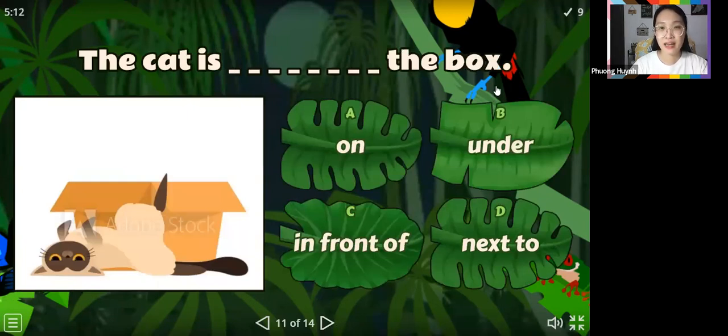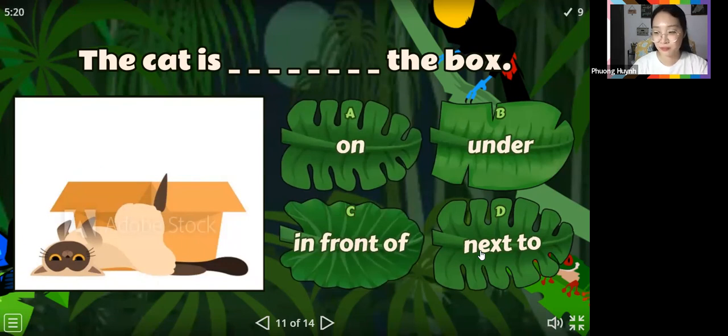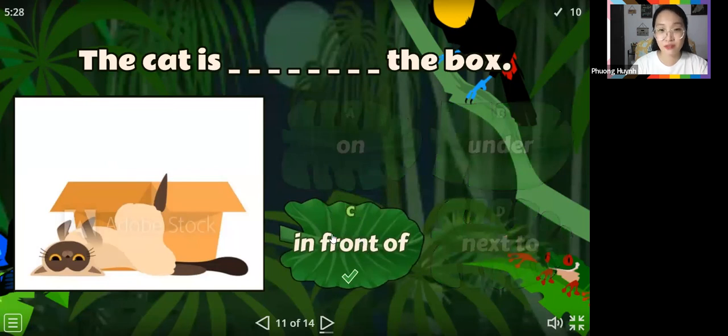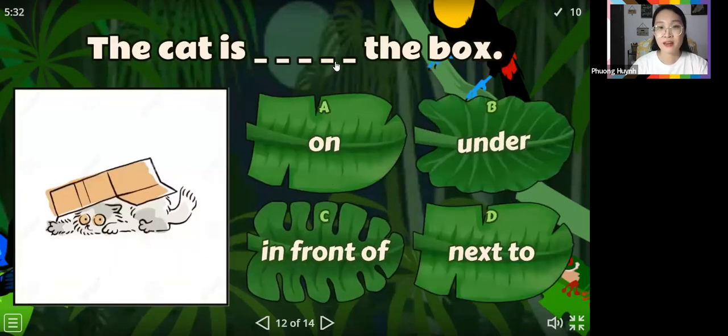So how about this photo? The cat in the box. This one is simple. So we have on, under, next to, or in front of. So you choose which one. Okay, so yes, so in front of. All right, and the opposite meaning is behind. All right, and this one is simple, very simple, number 12.